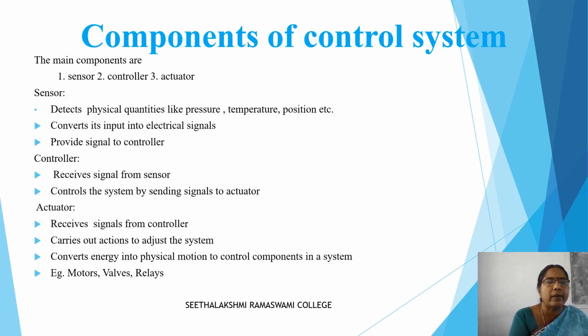Next one is the controller. Controller is used to produce the control signals. According to these control signals, the desired output is achieved using the actuator. Controller receives the signal from sensor and the control signals are sent to the actuator. Actuator carries out the necessary action to adjust the system output and converts its energy into physical motion to control the component in a control system. Examples are motors, valves and relays.